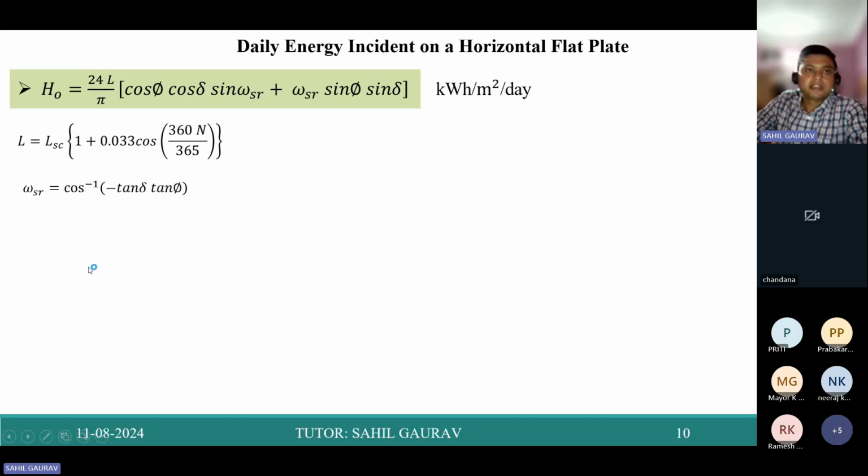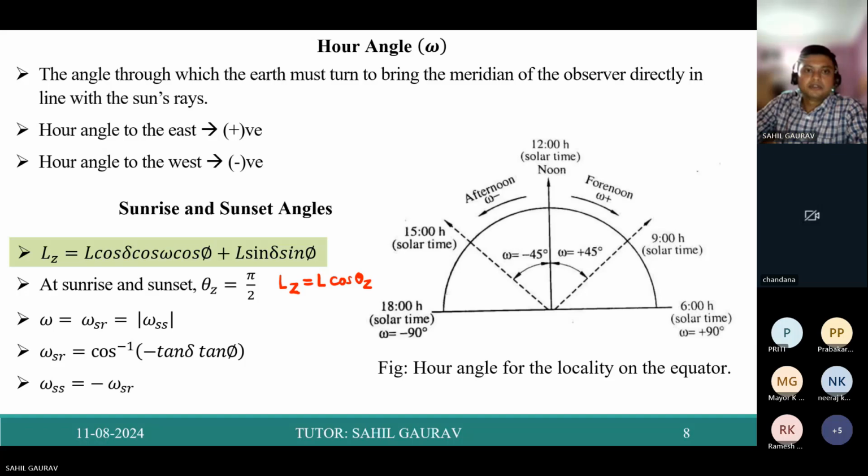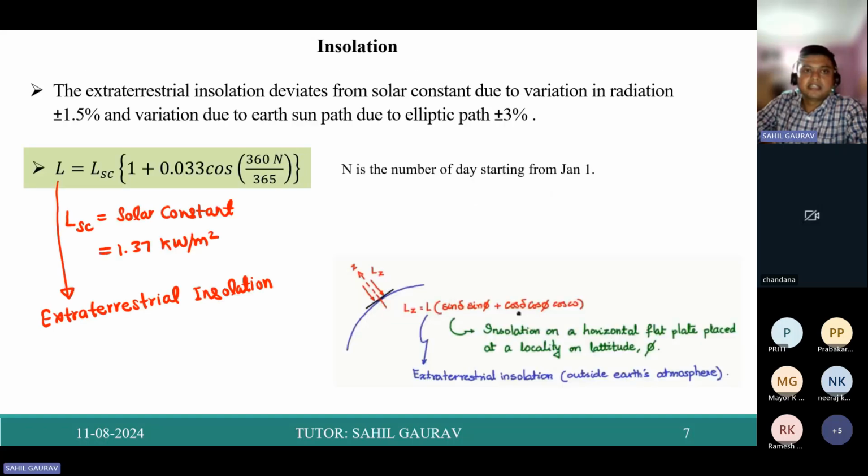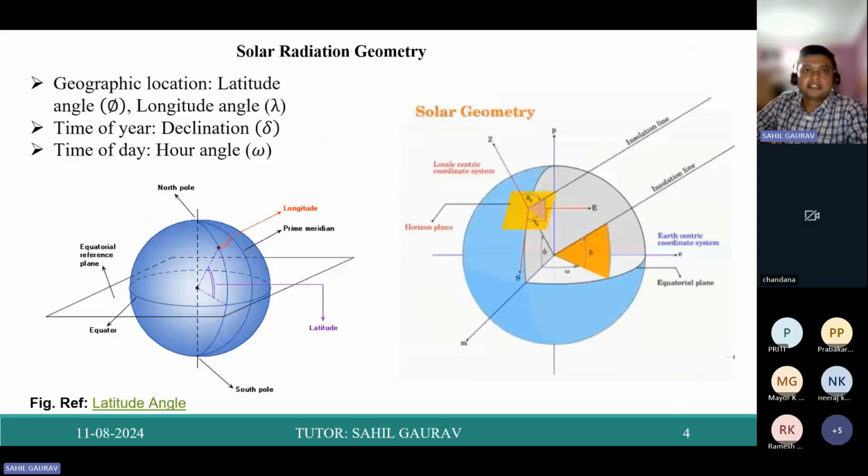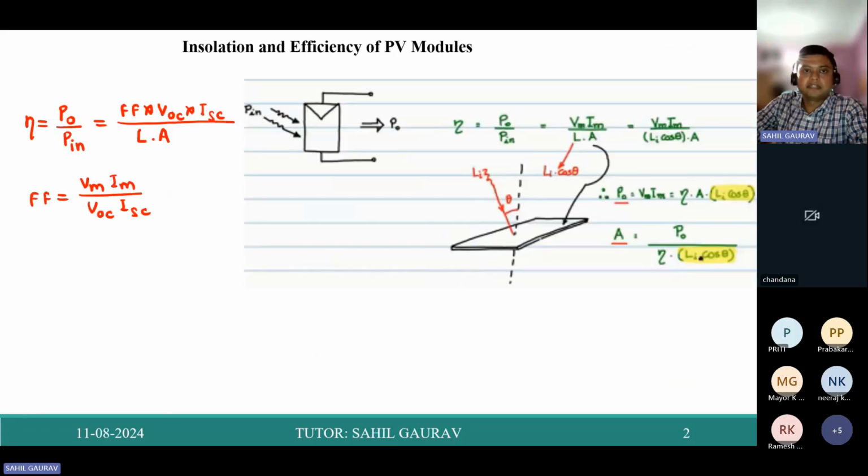Here, another term comes inside this daily energy incident expression: L and omega SR. We have seen the expression for L, that is L_SC times 1 plus 0.033 cos 360 n upon 365, and omega SR is cos inverse of minus tan delta tan phi. So this is the summary for assignment number 3. If we know these expressions and the important points, you will easily be able to solve assignment 3.